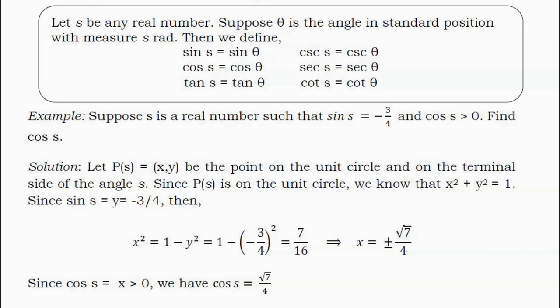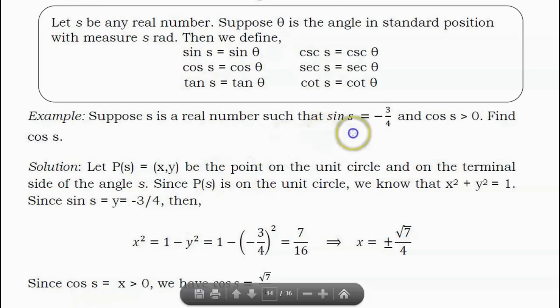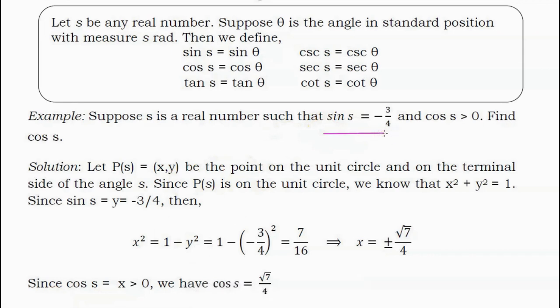Suppose s is a real number such that sine s is equal to negative 3/4, and cosine s should be greater than 0. So pangitaon nato karon ang value ni cosine s. So let us assume that s is a point on the terminal side of the angle in the unit circle.